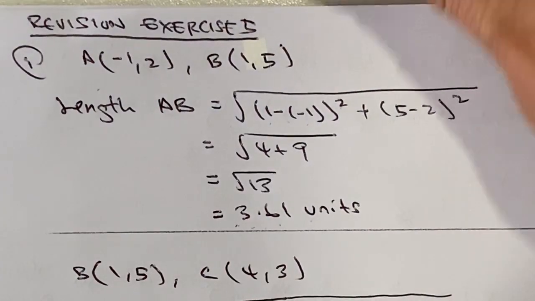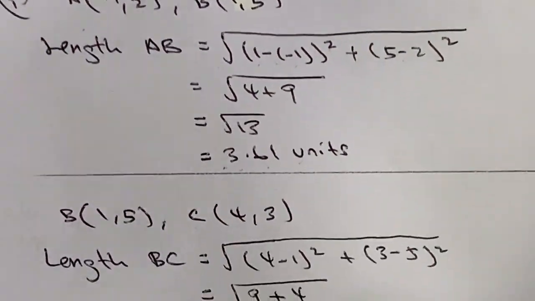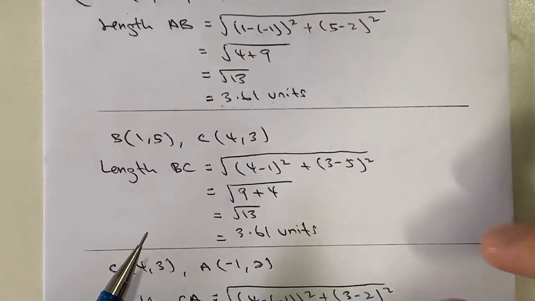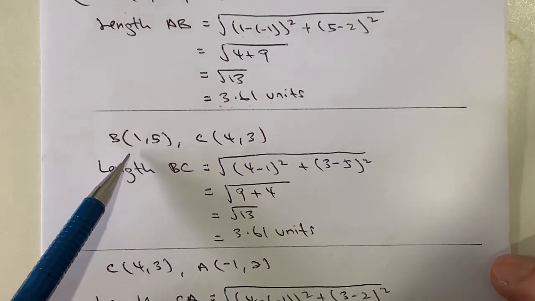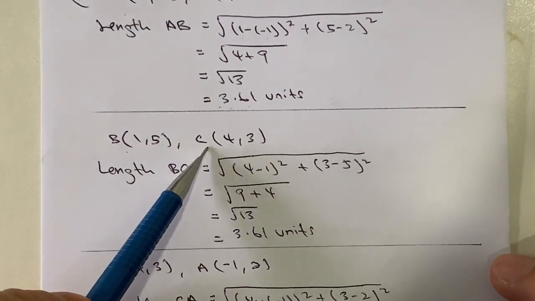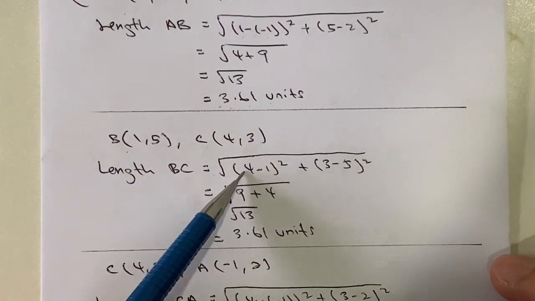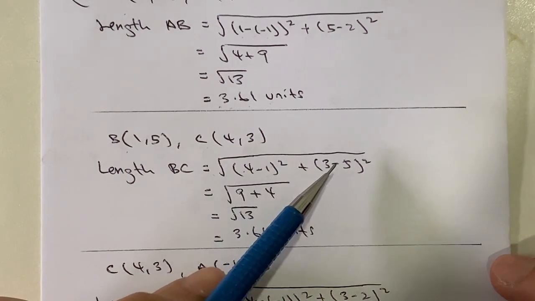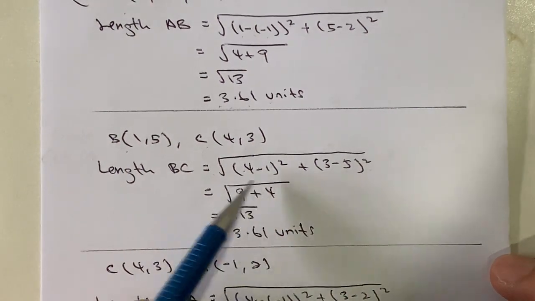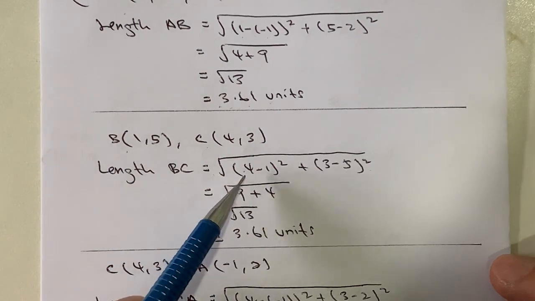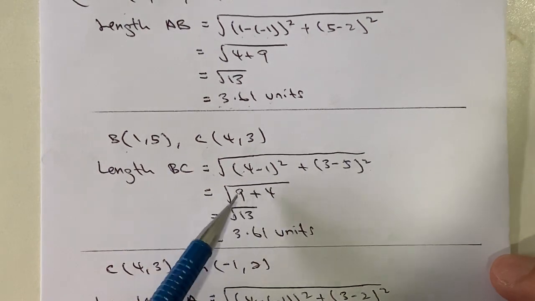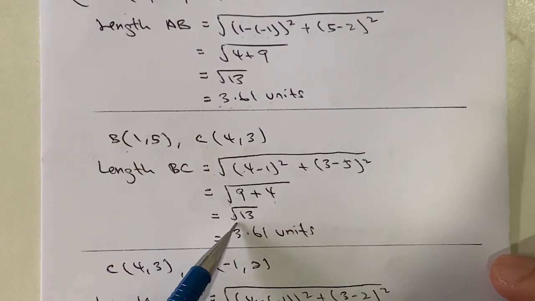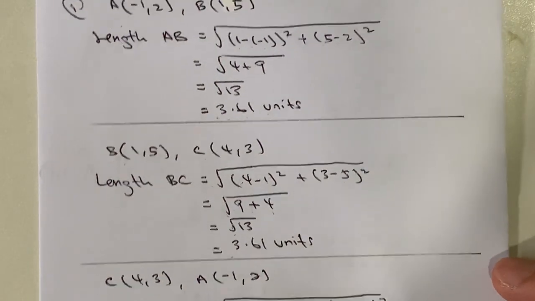Okay, same goes for the length of BC. For the length of BC, we write down the coordinates of B and the coordinates of C and use the formula again. So here it will be the square root of (x2 minus x1) squared plus (y2 minus y1) squared. We can individually work out the answers. So we have 9 plus 4 with a square root, so square root 13, and then we have 3.61 again.